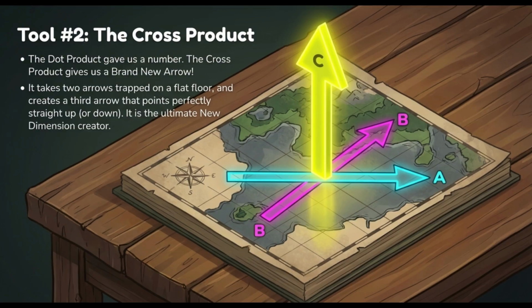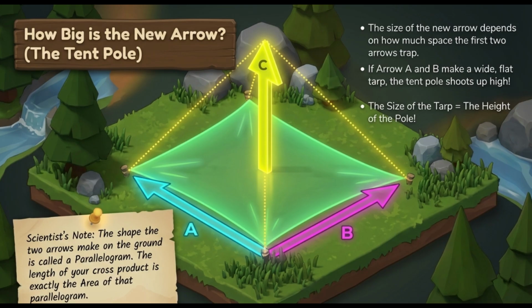To explain this to a 12-year-old, the presentation uses this tent pole analogy. I love that one. You lay 2 flat arrows on the ground, and they form the edges of a flat shape, like a tarp. And the total area of that flat tarp equals the exact height of your new 3D arrow. Shooting up like a tent pole.